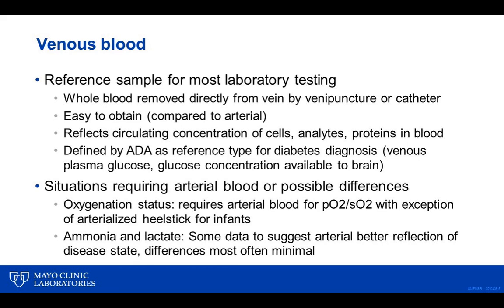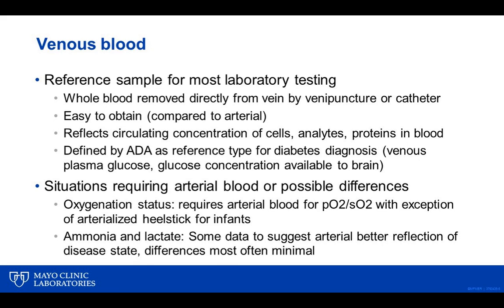A couple situations do require arterial blood instead of venous blood. Those would be the assessment of the oxygenation status. Are we getting oxygen from the alveoli of our lungs through to the capillary bed into arterial blood circulation? For that, we need to assess a peripheral artery by an arterial puncture or an arterial catheter to get a partial pressure of oxygen and oxygen saturation in arterial blood. The comparable venous blood PO2 and oxygen saturation doesn't tell us anything about oxygenation in the patient because the venous blood has the oxygen removed by the tissue already.